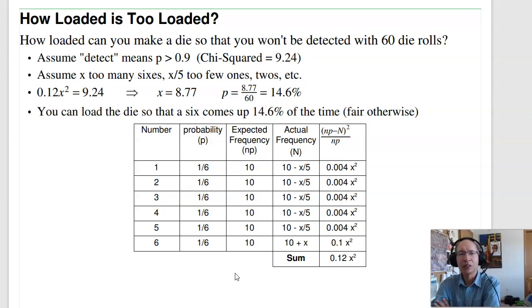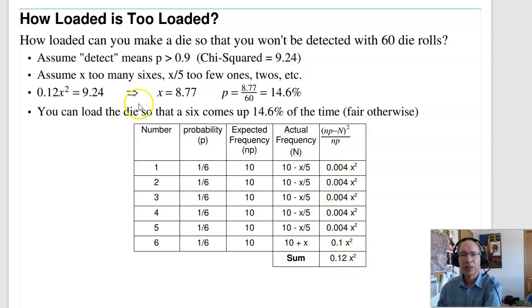Suppose I want to find out how much I can load a die and get away with it. Assume detect means 90% certainty, or a chi-squared score of 9.24 from a chi-squared table. Assume I'm going to get x too many 6s. Assume I'm going to roll the dice 60 times, so I should get 10 1s, 10 2s, 10 3s. I'm going to get x too many 6s, and assume the other numbers are distributed evenly. A lot of assumptions.